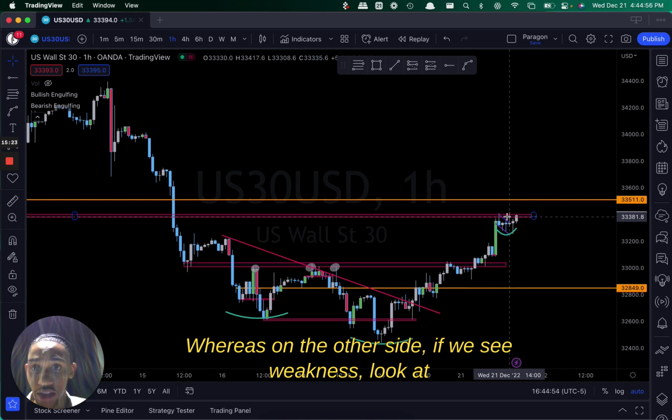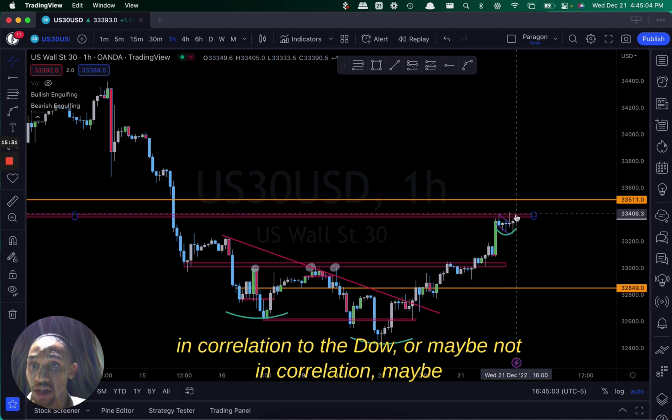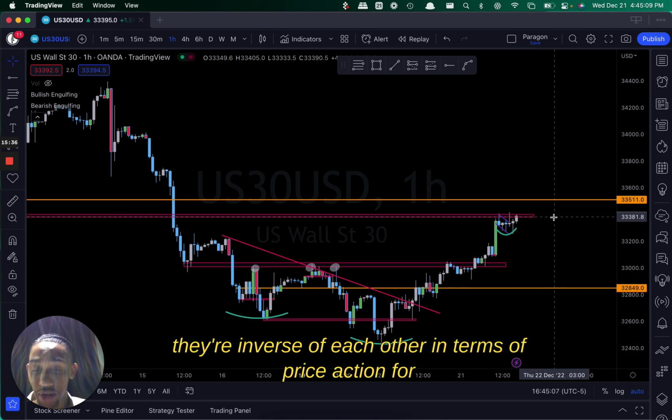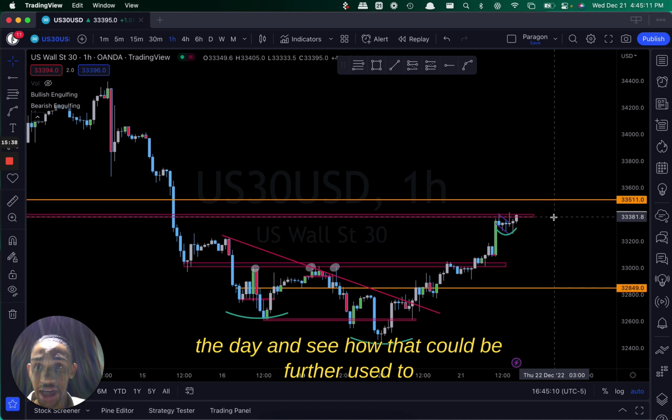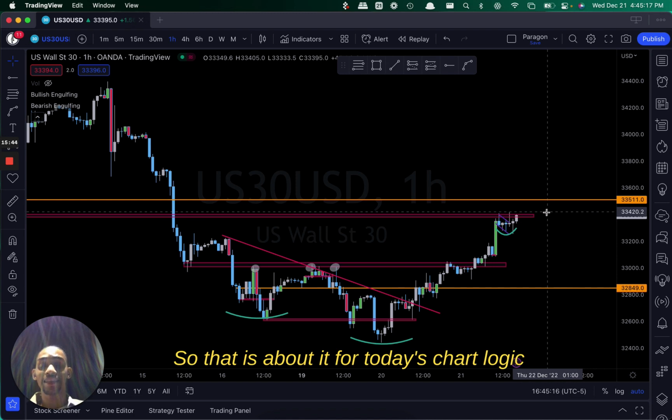Whereas on the other side, if we see weakness, look at price action, see how the other indexes are in correlation to the Dow, or maybe not in correlation, maybe they're inverse of each other in terms of price action for the day, and see how that could be used to get some more insight and push into tomorrow. So that is about it for today's chart logic.